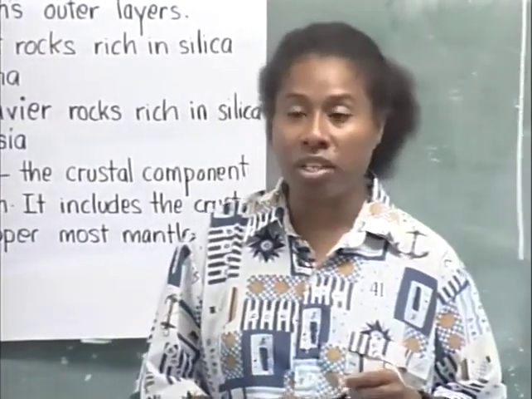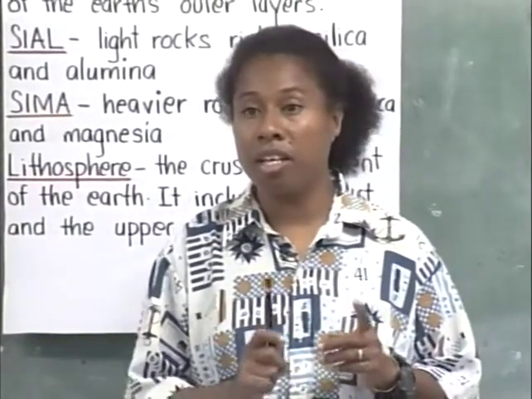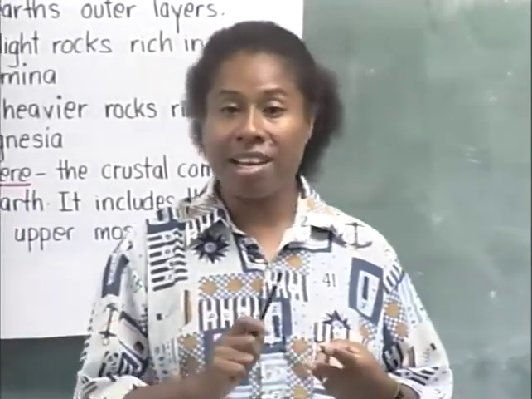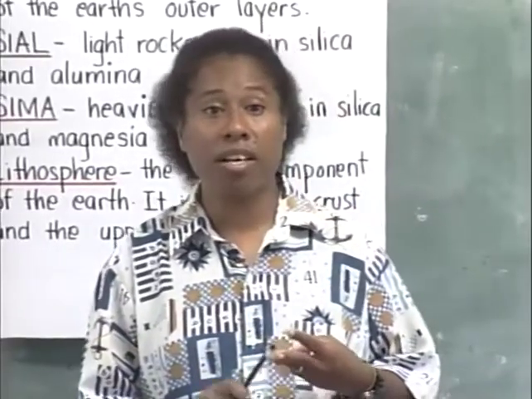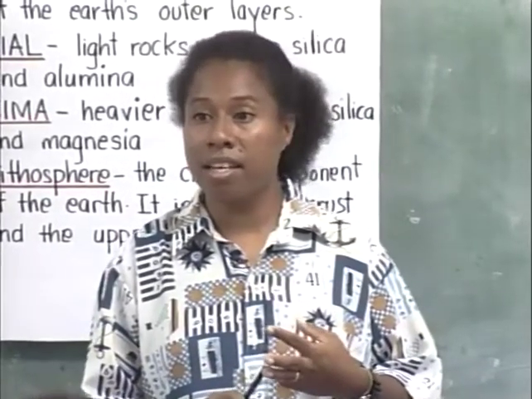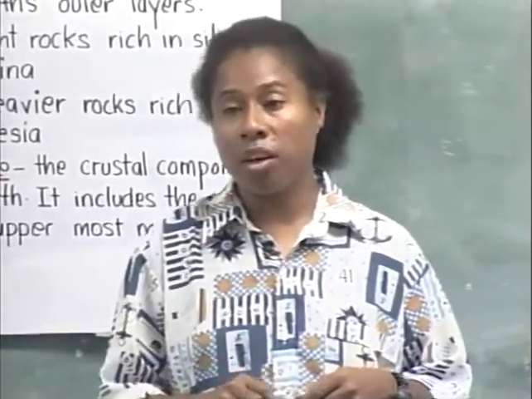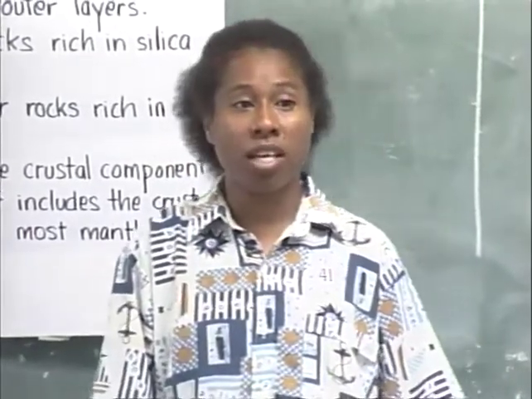Yesterday, we looked at the structure of the Earth, and we found out that the Earth is divided into 3 layers. The outermost layer, which is the crust, then the next layer after the crust, which is the mantle, and then the innermost layer, which is the core. Your task yesterday was to look at the different characteristics of each of those layers. We were able to complete only one of those layers, and that was the crust.